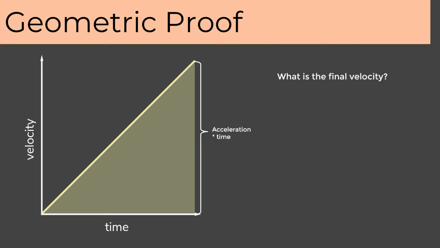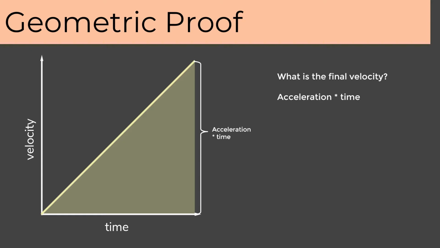Well, what is the final velocity of this graph? If you look at it, the final velocity is just the slope multiplied by the time, the independent variable. Substitute in slope and you get acceleration times time. If you're confused about where that expression comes from, I'll explain it very shortly.